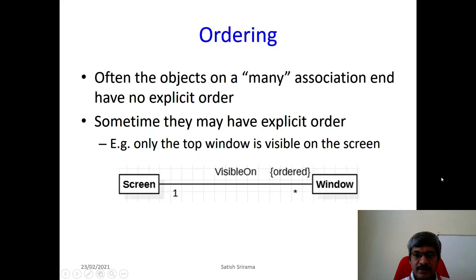In certain operating systems you will be showing only the top window, which is the visible one. Then you need some sort of ordering of these window objects which the screen is associated with. So if the association is visible on, then you need an ordered set. You can define the ordering for those association ends by putting the keyword ordered in curly braces. This is about order.